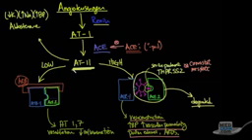However, if there are low levels of angiotensin 2, then what we see is that it gets metabolized by ACE2, and that gets converted into a vasodilator called angiotensin 1,7.